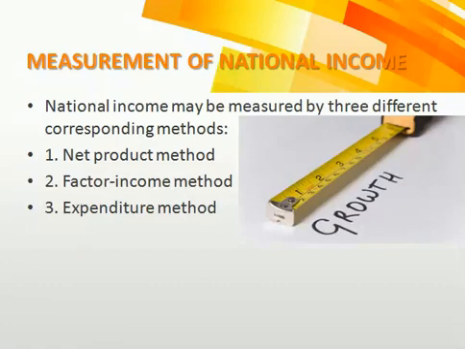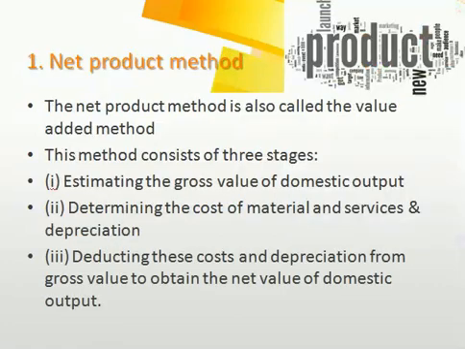Okay, so I'll begin with the first one, net product method. The net product method is also called the value added method. This method consists of three stages. First, estimating the gross value of domestic product. Second, determining the cost of material and services and depreciation. Third, deducting these costs and depreciation from gross value to obtain the net value of domestic product. We'll discuss these three stages one by one.